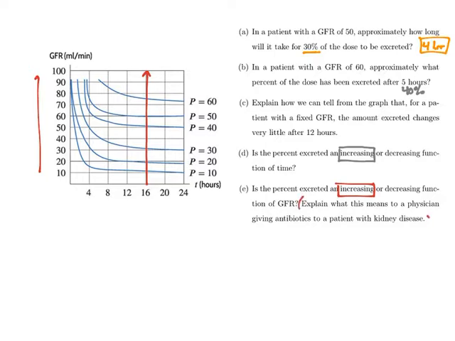So let's answer one final question. Explain what this means to a physician giving antibiotics to a patient with kidney disease. This graph represents people who all have kidney disease, as the GFRs are all below normal, 125. So if we give an antibiotic to somebody with this, we can see that the percent that's going to be excreted is always going to be less than ideal, less than kind of 100%. But we can see that with a higher GFR, more of the drug is going to be excreted than if we have a lower GFR. And that's what we mean by this being an increasing function.